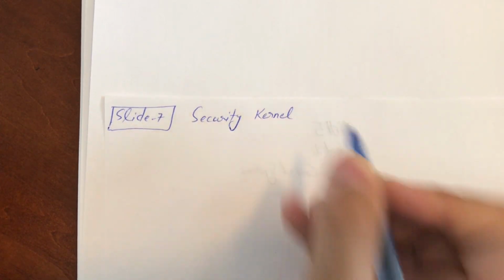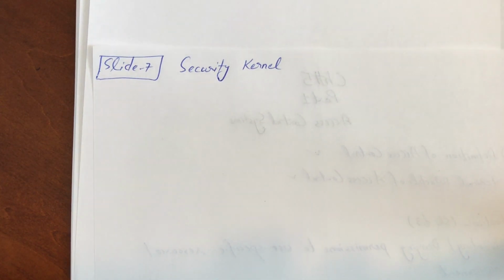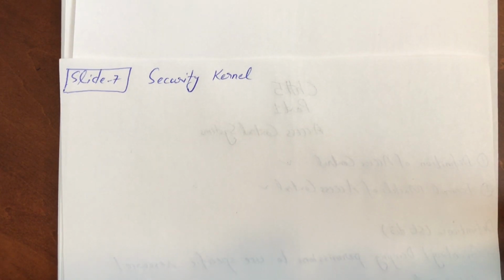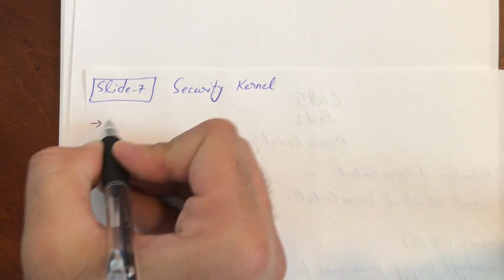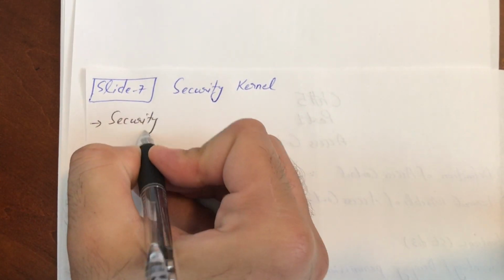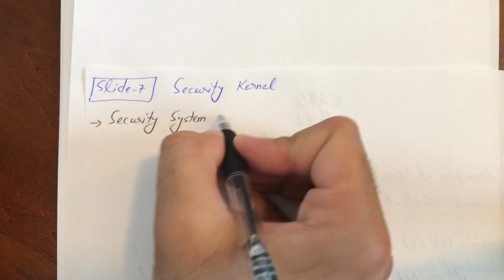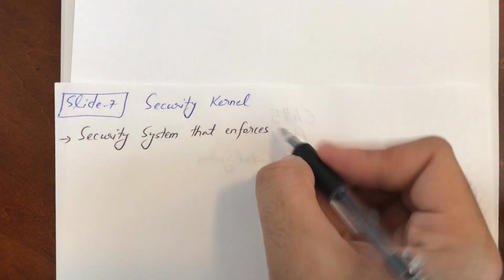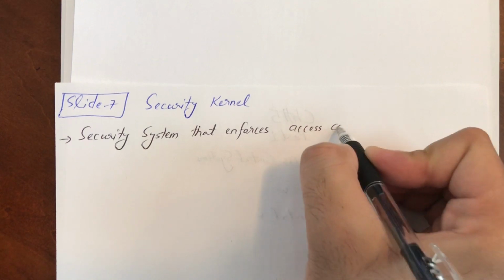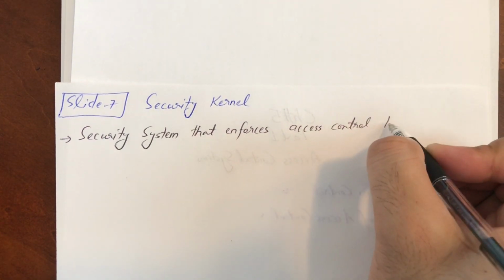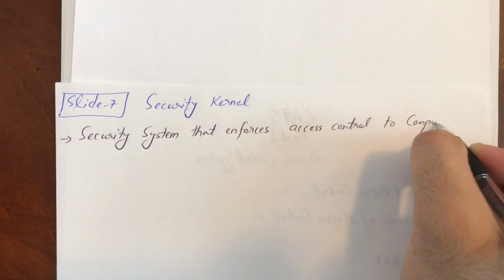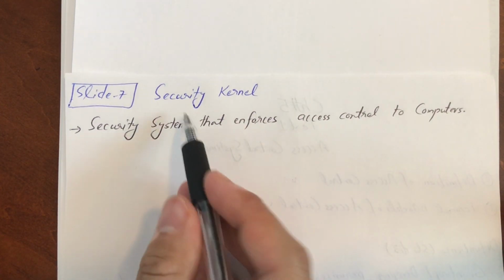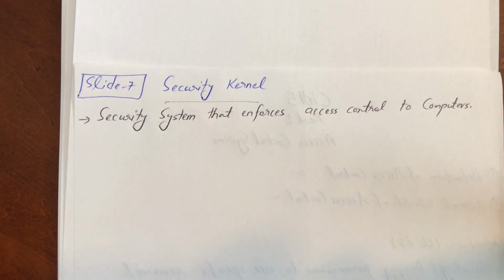Security kernel. So kernel, I believe most of you have already heard about kernel in operating system. Kernel is basically the central component that allows the operating system to access the hardware resources. In information security, security kernel is basically a security system that enforces access control to computation systems or computers. So for computation systems, we use security kernel, which enforces access control to computers.